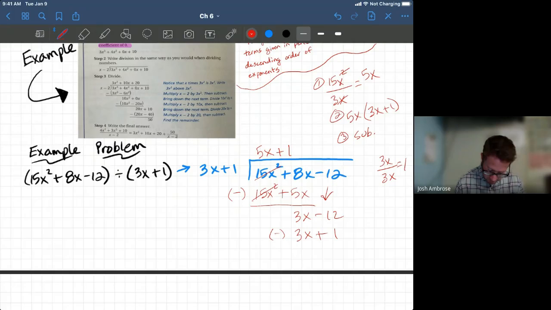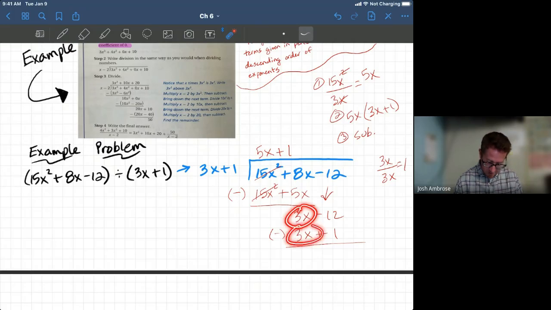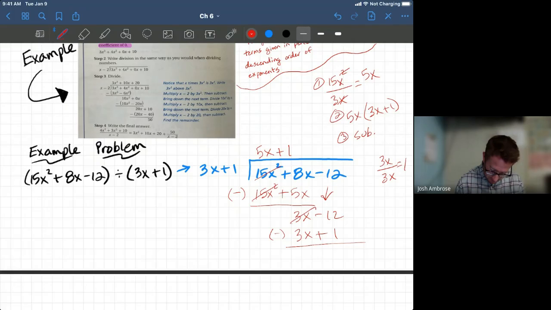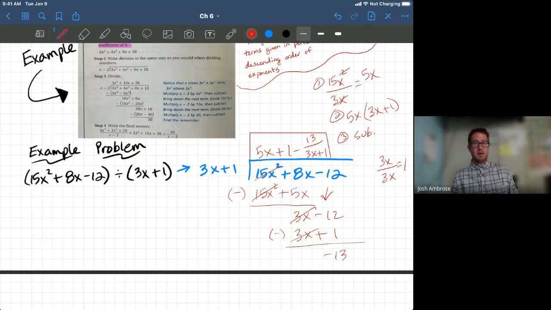And then again, subtraction as our third step. Notice how we have 3x and another 3x below it. We're doing it the right way. That's our checkpoint, right? They cross out. A negative 12 minus 1 gives us a negative 13. Notice there's nothing left to pull down. So this is our remainder. So our remainder is now going to be minus 13 over the binomial on the outside. So this right here is the solution.